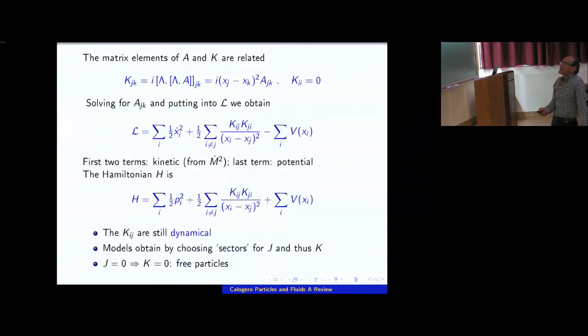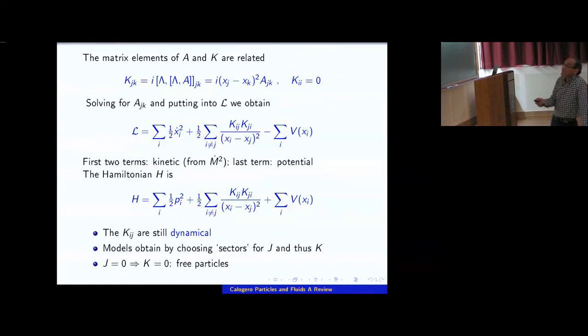But A and K are related because K is this commutator lambda A. And when you do the diagonal elements, it comes out like that. Lambda is diagonal, so each commutator gives you such a factor times A, so the double commutator gives you that. And interestingly, the diagonal elements are all 0 if you take J equal K. So you solve for AJK, you put it in the Lagrangian, and you end up with this system. It's already looking suggestive, right?